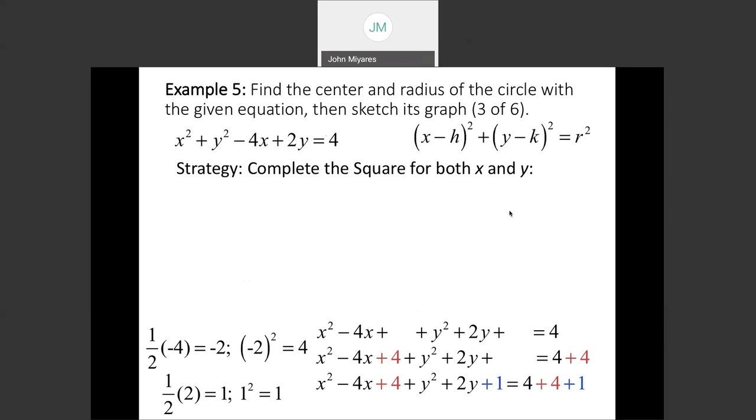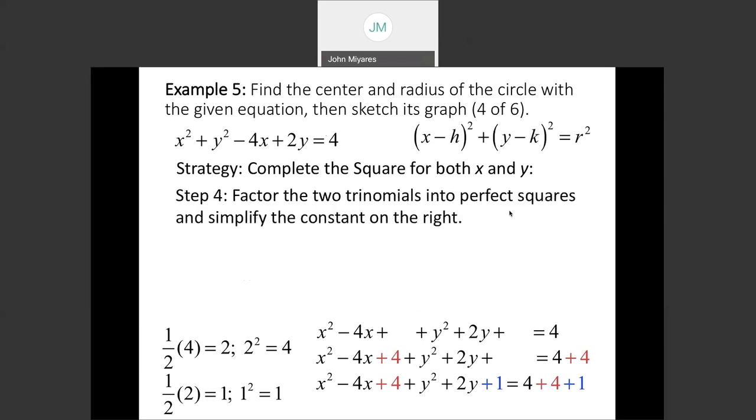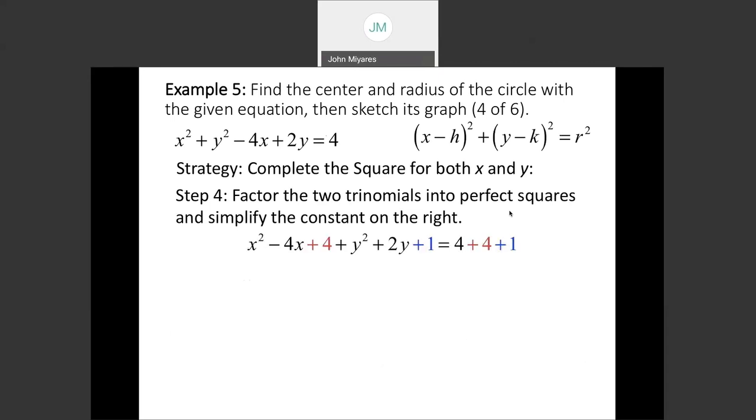Step 4, we're going to factor the two trinomials into perfect squares and simplify the constant on the right. Let me move some stuff out of the way to make room for what we're doing here. All right, that's better. Now, factoring the x's and the y's separately using the AC method or whatever method you prefer to factor the expressions will give us x minus 2 quantity squared plus y plus 1 quantity squared. Then simplifying the 4 plus 4 plus 1 gives 9.